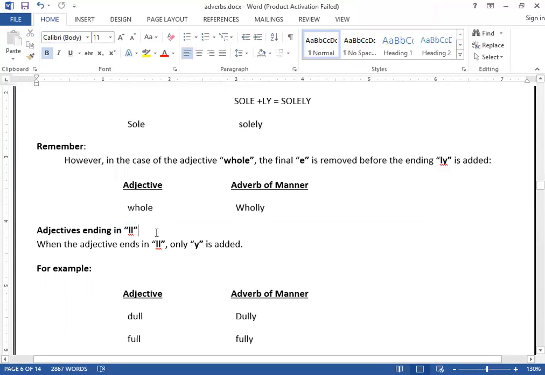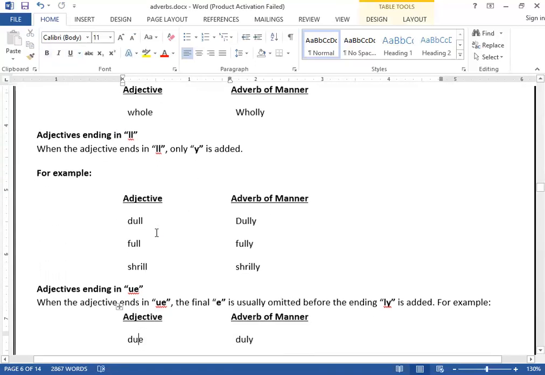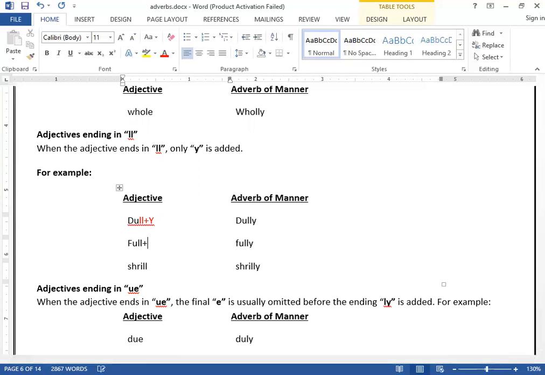All right, next rule for adverb of manner: adjectives ending in double L. If there are adjectives ending with double L, then you need to put only Y after double L. For example, we have dull. It ends with double L. Simply, the adverb of manner becomes dully. Full, fully. Shrill, shrilly. If an adjective ends with double L, you will just put Y. You don't need to remove anything. Just put Y, and it changes into an adverb of manner.